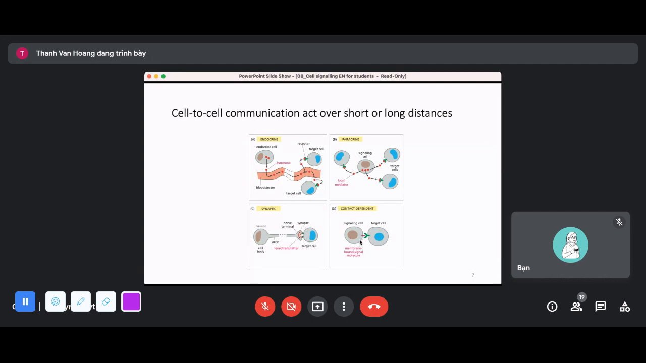So the second part is that we have different cell-to-cell communications. Acetylcholine, as we said, is a neurotransmitter, so it's secreted by neurons. So the signal is transferred by synaptic actions, as we see in the lower left part of the plot. On the other hand, we also have another kind of cell-to-cell communication. For example, through the bloodstream, we call it endocrine.